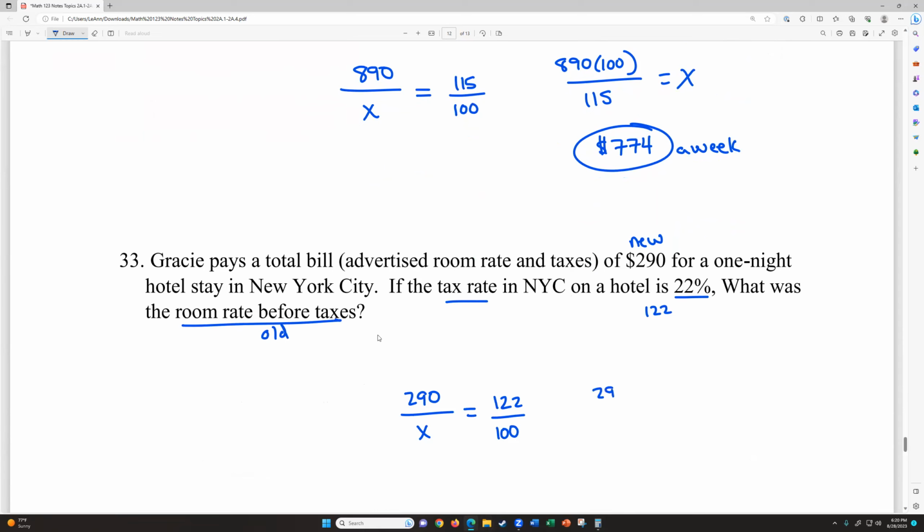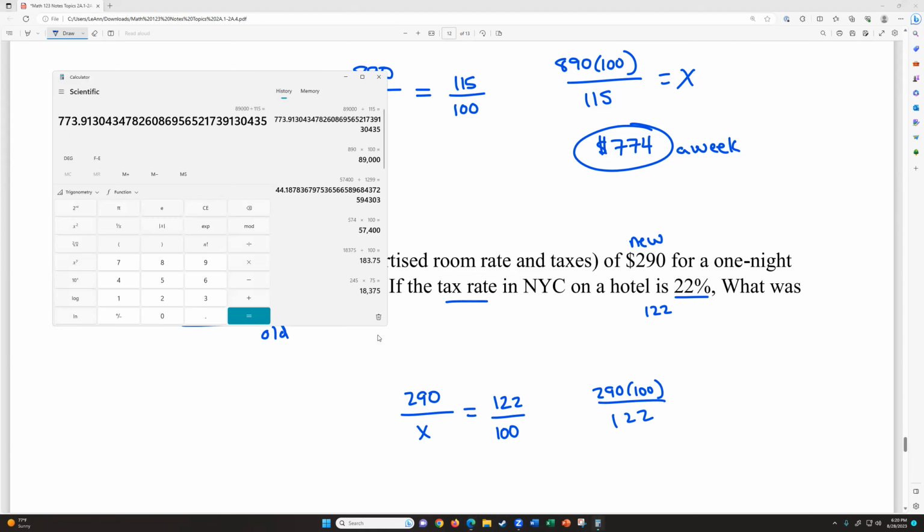So if we cross multiply, we get 290 times 100 divided by 122. And this one, let's see if we need to round it. So 290 times 100 divided by 122.